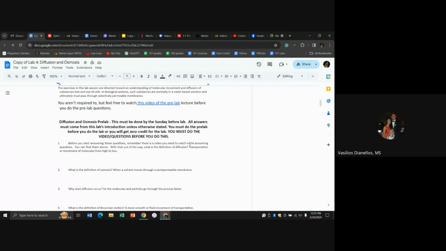What's the definition of diffusion? Transportation or movement of molecules from high to low. All right, for this one, I will have to deduct half a point. You have to be specific, and I'm not going to say how, because I will if you ask me, but I'm going to leave it and just say that's not specific enough. The reason I'm not giving you the answer is because I'm going to allow you the chance to come back and fix it. So there we go. That is incorrect because it is not specific enough.